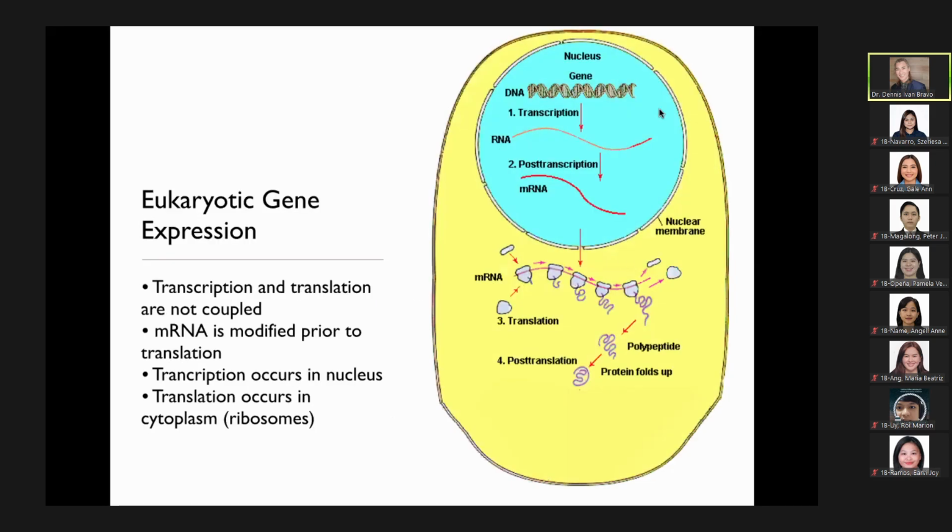Now, in eukaryotes, transcription and translation are not coupled. What's the reason for that? Transcription, which occurs in the nucleus, produces an RNA that has to be modified first before it is transported into the cytoplasm for translation. And number two, there is, of course, a physical separation between the nucleus where transcription takes place and the cytoplasm where translation occurs.